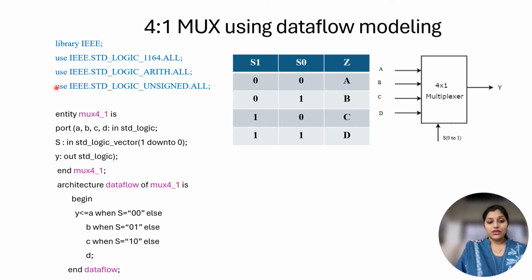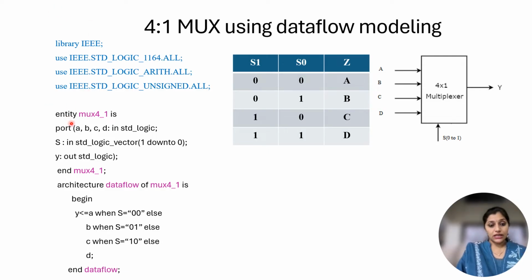After library, the second part is entity and the third part is architecture. In VHDL coding, you must write code in these three parts. Library and packages will remain the same for every code. Whichever code you are writing, you will have to write these four lines.